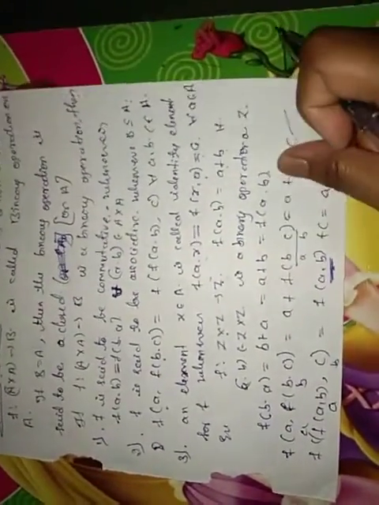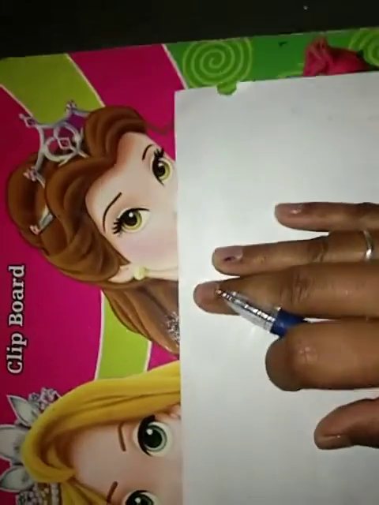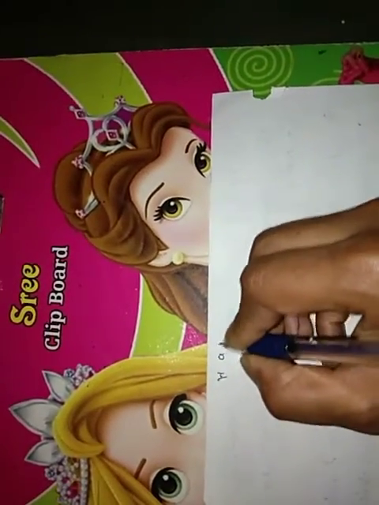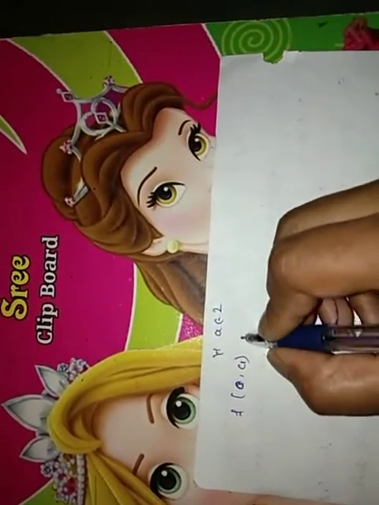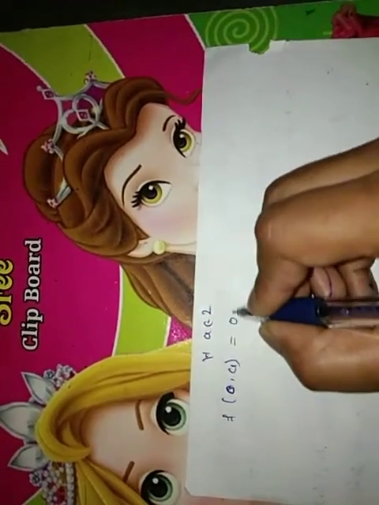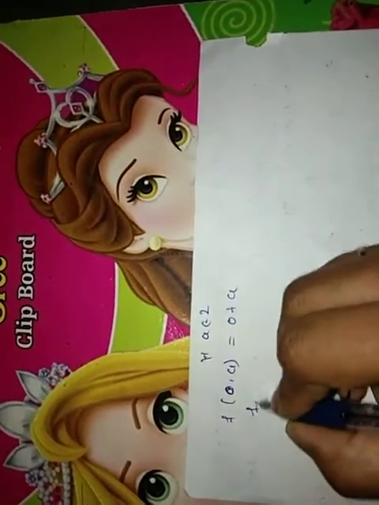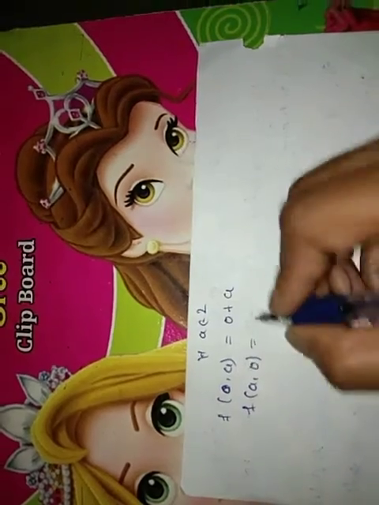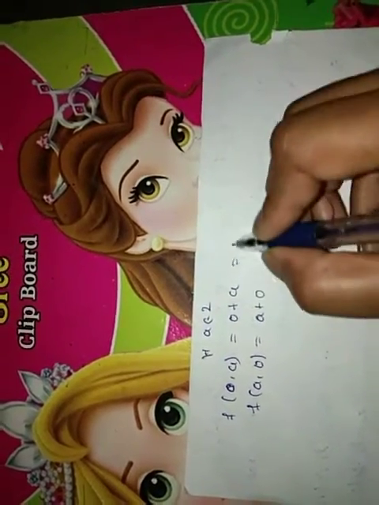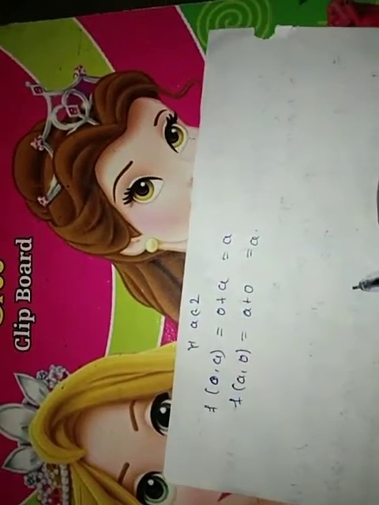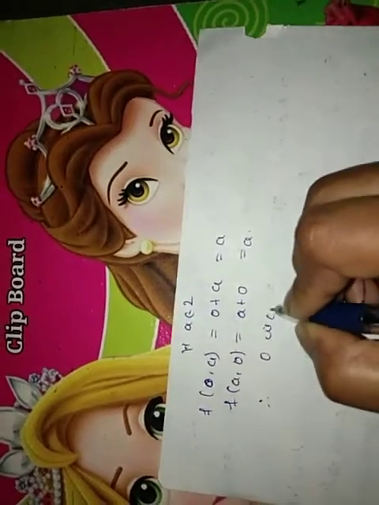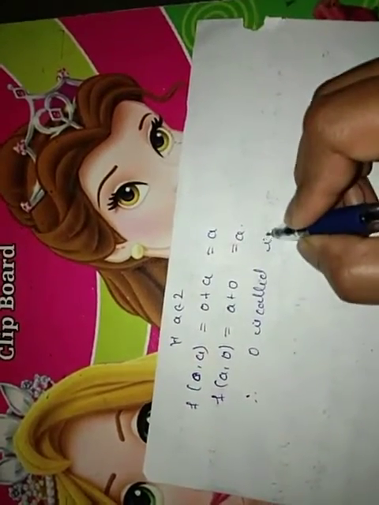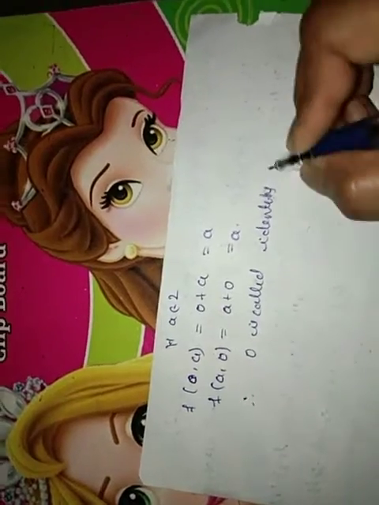Next we see the operation on the identity. For all a belongs to Z, consider f(0, a). F(0, a) means 0 plus a, which is a, and f(a, 0) is a plus 0, which is also equal to a. So both are the same. Therefore 0 is called the identity for the function f.